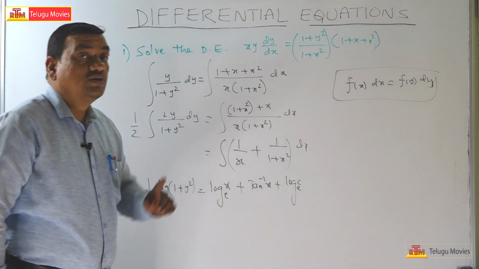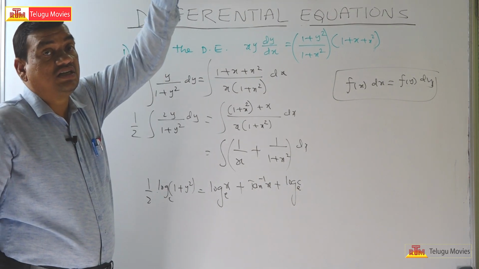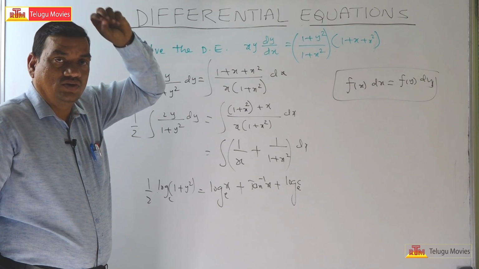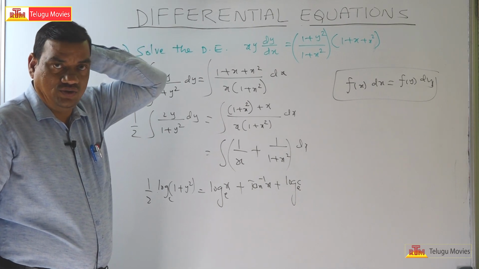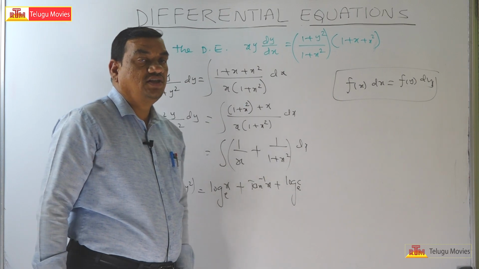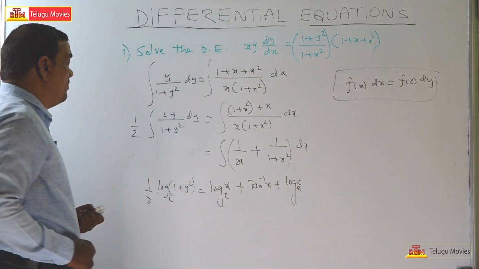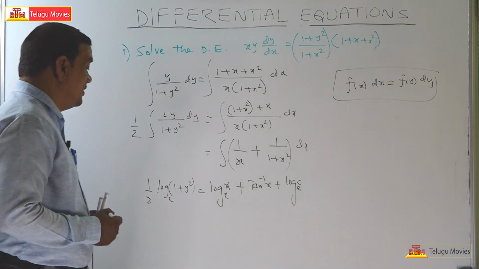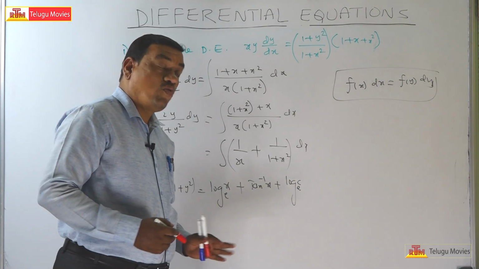For that only, in the family of curves, definitely there should be a constant. So that is what we do here. Understand this? Right. Then almost the problem is over. Then how to simplify this? You take all the log terms to one side.